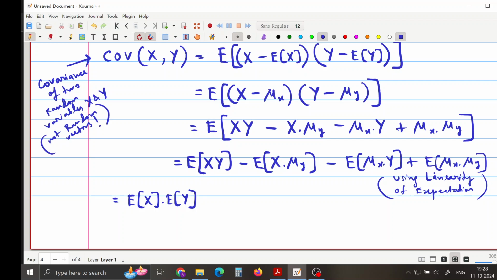Okay, whenever we have independence, then we can multiply them together. Even in terms of probability, the probability of x intersection y is simply the product of the probabilities, probability of x and y, right? So for expectation also, expectation of xy is equal to expectation of x times expectation of y if x and y are independent. And for the second term, this mu y is like a constant, so you can bring this outside.